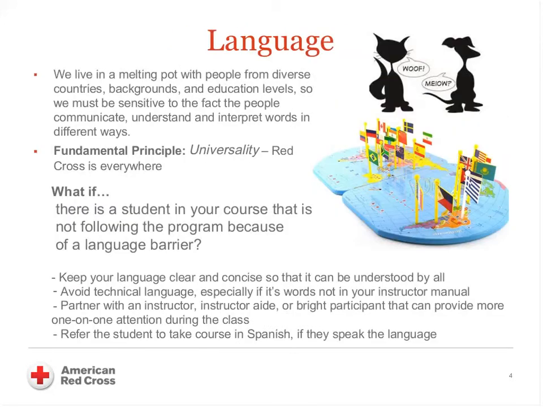Many different elements affect language, from one's country of origin to one's education level. Because of this, people will comprehend and interpret what we say in different ways. The fundamental principle that comes to mind for this characteristic is universality, because the Red Cross is everywhere. Consider a scenario where a student is having trouble understanding the course content because of an apparent language barrier.